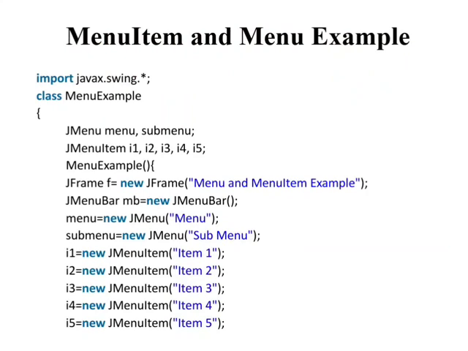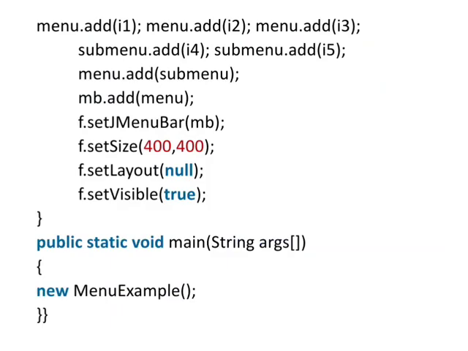Then next one is JMenuBar mb is equal to new JMenuBar, menu is equal to new JMenu("Menu"), submenu is equal to new JMenu("Sub Menu"). Then i1 is a new JMenuItem("Item 1"), i2 is new JMenuItem("Item 2"), i3 is new JMenuItem("Item 3"), i4 is new JMenuItem("Item 4"), i5 is new JMenuItem("Item 5"). menu.add(i1), menu.add(i2), menu.add(i3), submenu.add(i4), submenu.add(i5), menu.add(submenu), mb.add(menu), f.setJMenuBar(mb), f.setSize(400, 400), f.setLayout(null), f.setVisible(true).